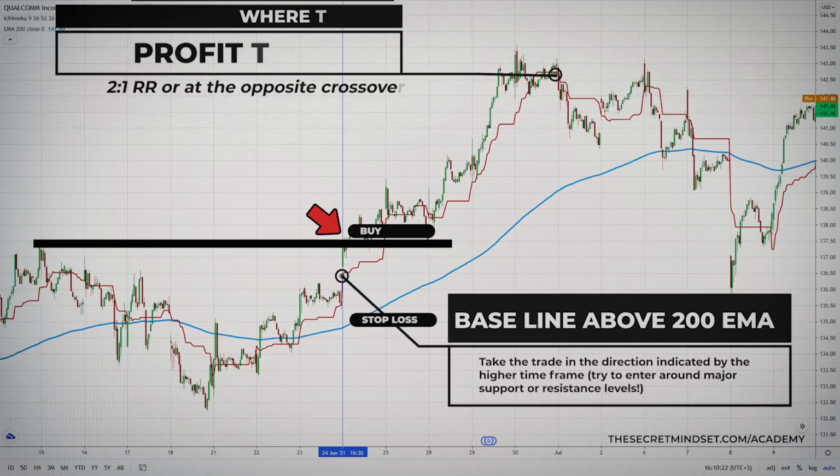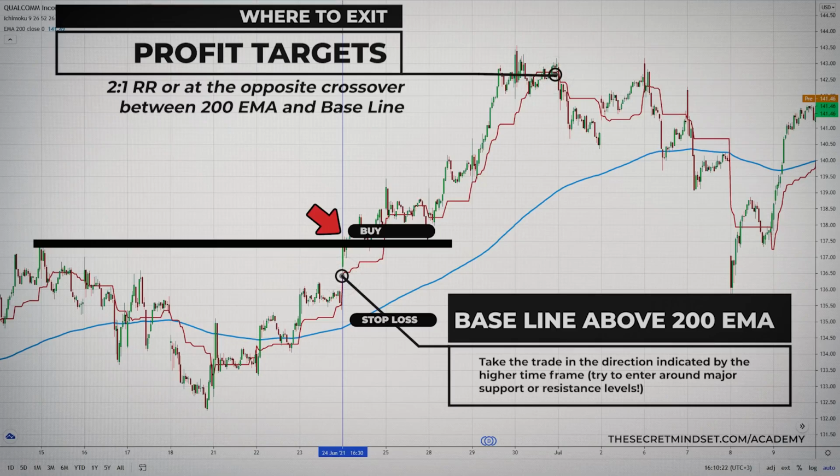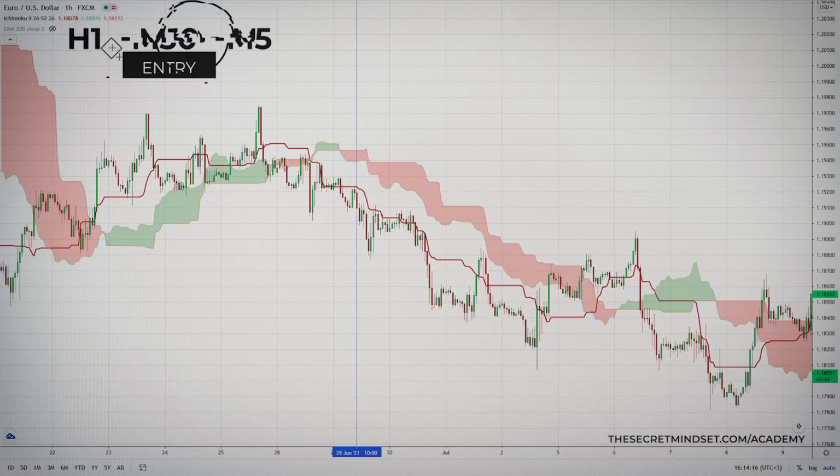And as an exit strategy, you aim for a 2-to-1 risk-reward ratio, and you monitor closely the 200 EMA and the baseline crossover. If the trend is strong, you can catch a giant move and exit on the opposite crossover. Here's another multiple time frame analysis, this time a more day trading approach.